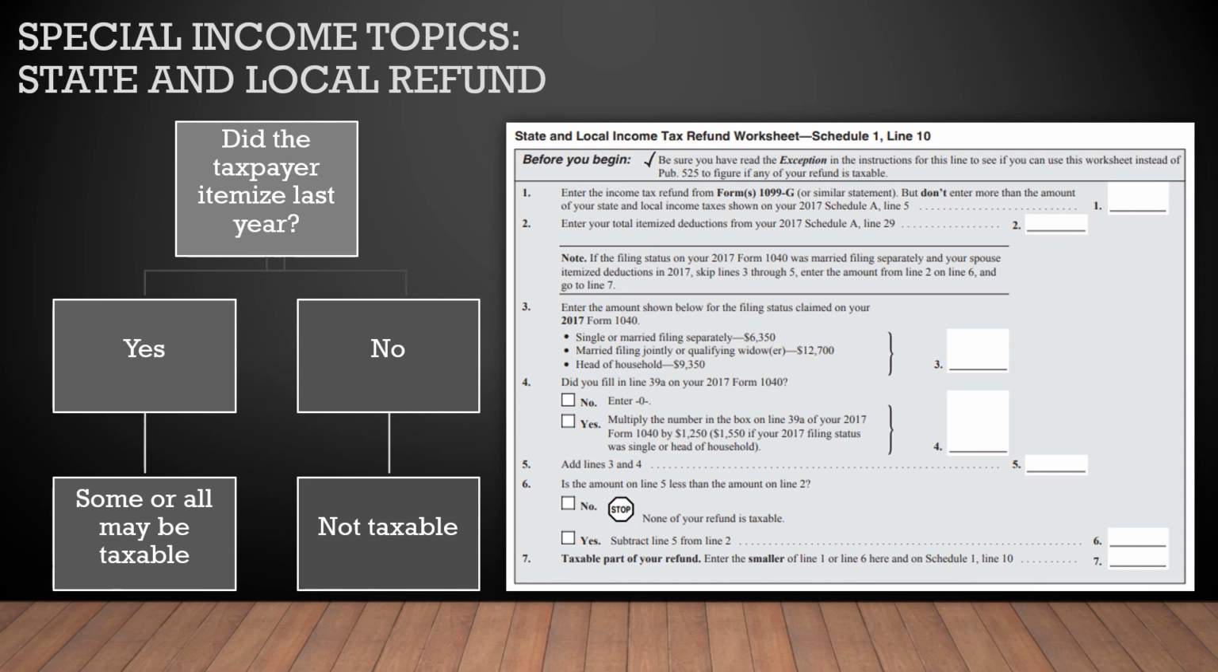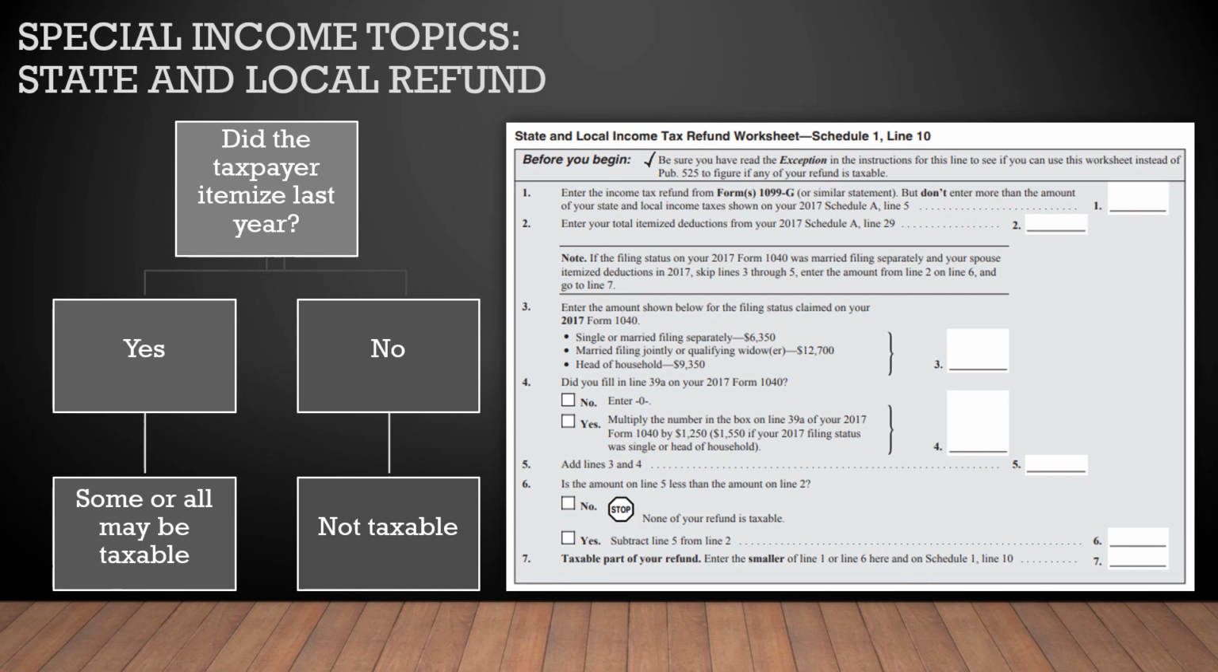Now we'll move on to a couple of special income topics, and the first of these is the state and local refund. So we might see this if, say, in a previous year before the tax year that we're looking at, our taxpayer either lived in Oregon or maybe they worked in Oregon and they aren't for the current tax year. But they might receive a state income tax refund. And they might have taken their state taxes off of their taxable income as a deduction if they itemized. So if they itemized, then some of this refund might need to be included in our taxable income for the current year. And there is a worksheet that helps figure out if some or all of it is taxable.